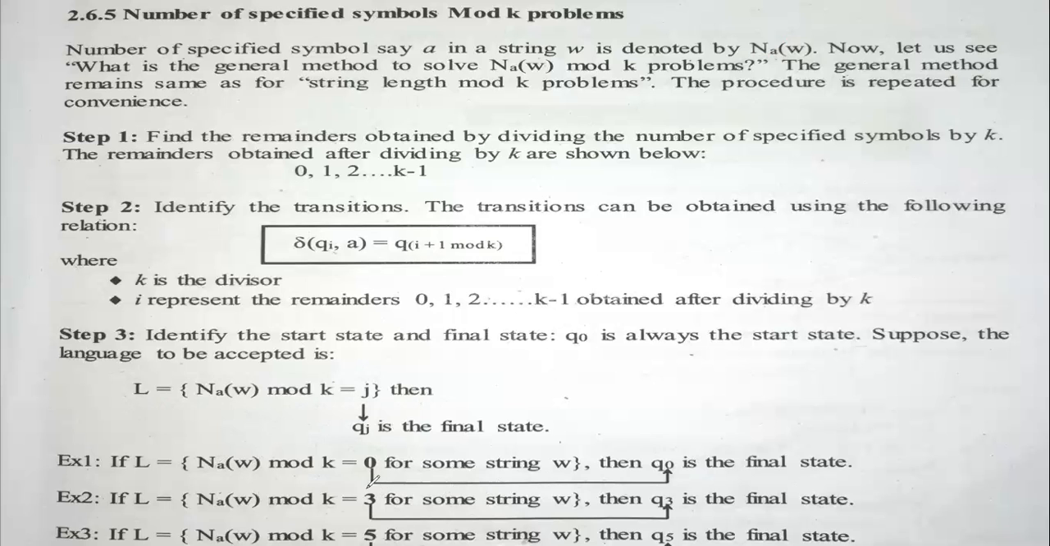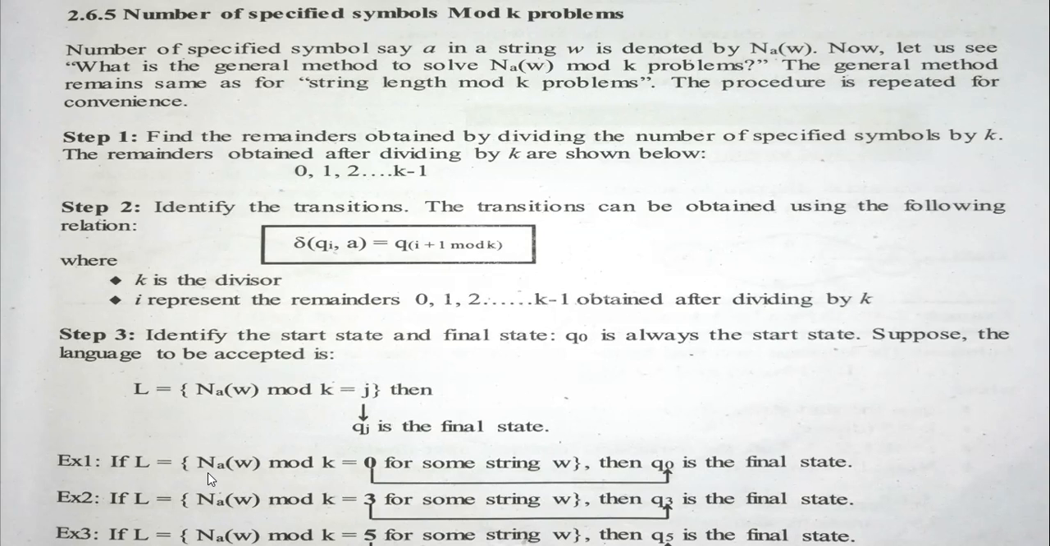If you are designing a DFA which should accept the remainder 3, then Q3 will be the final state. If you are expecting the remainder as 5, then Q5 will be the final state. Whatever you are expecting your DFA to accept will be called the final state. Okay, students, so this is a brief introduction to the number of specified symbol problem.